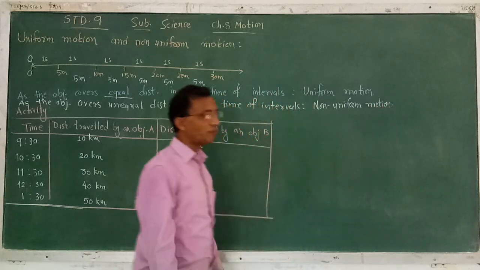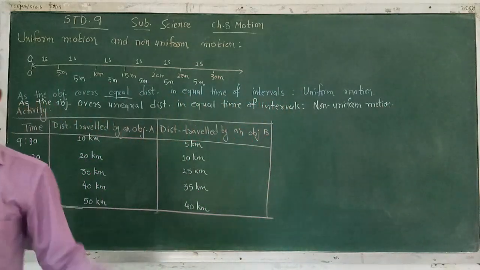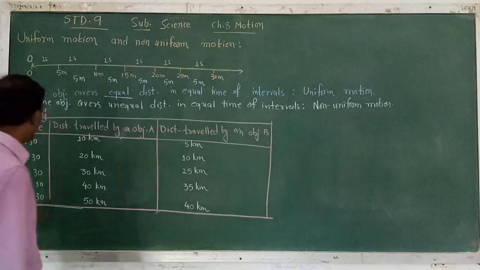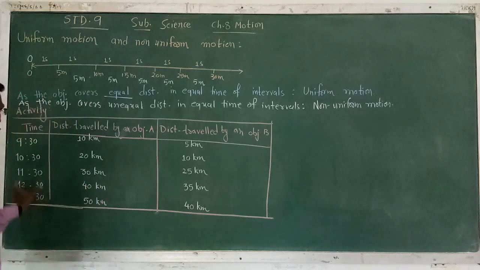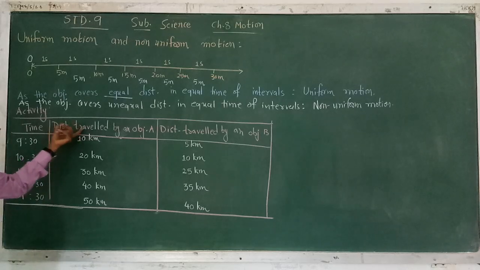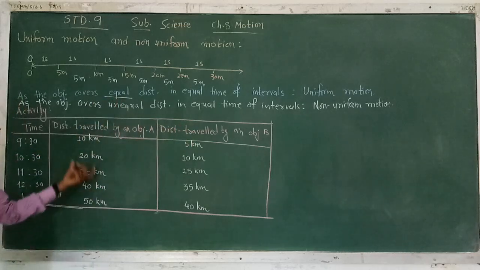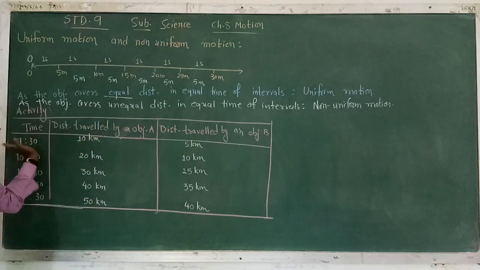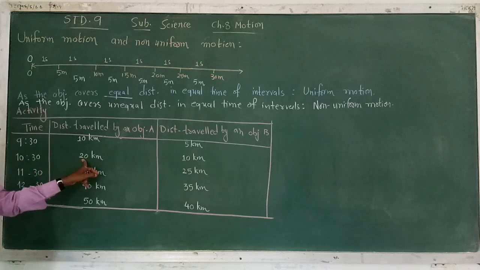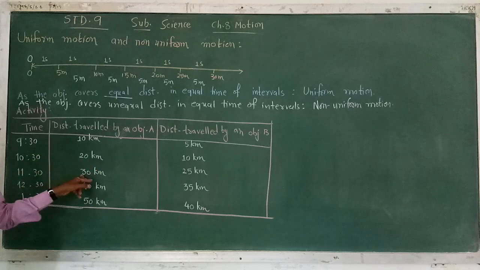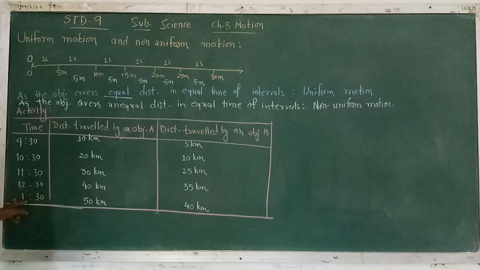So we have described uniform and non-uniform motion. We take an example, where one activity is given here. Times are given: 9:30, 10:30, 11:30, 12:30, 1:30. The distance traveled by object A and object B. Object A covers a distance of 10 kilometer at 9:30. At 10:30, it covers 20 kilometer. At 11:30, 30 kilometer. At 12:30, 40 kilometer. And at 1:30, 50 kilometer.